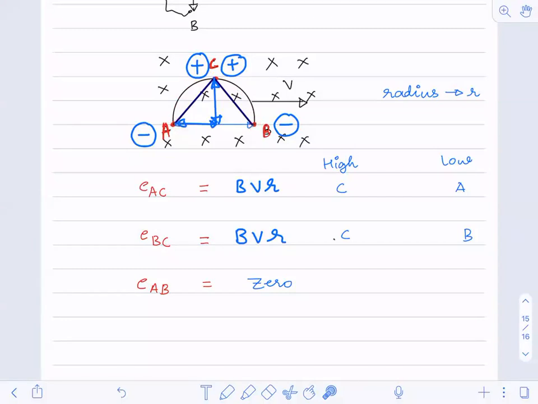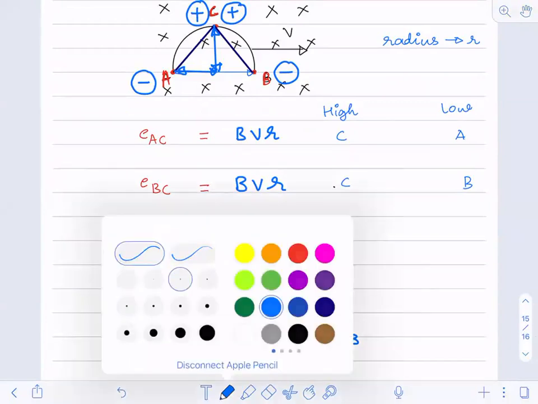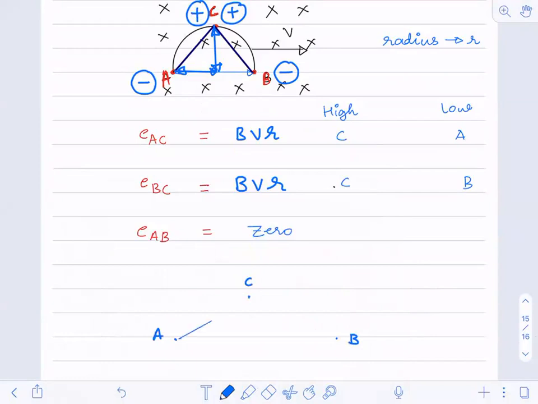Did you get it? Suppose between A to C there is a battery of 2 volt connected like this. I'm drawing an imaginary battery in this case. This is end A, this is end C, this is end B. These are the 2 ends. You have to connect a battery now. So how is it connected? A is at a smaller potential, C is at higher potential. Again, C is at higher potential, B is at lower potential.